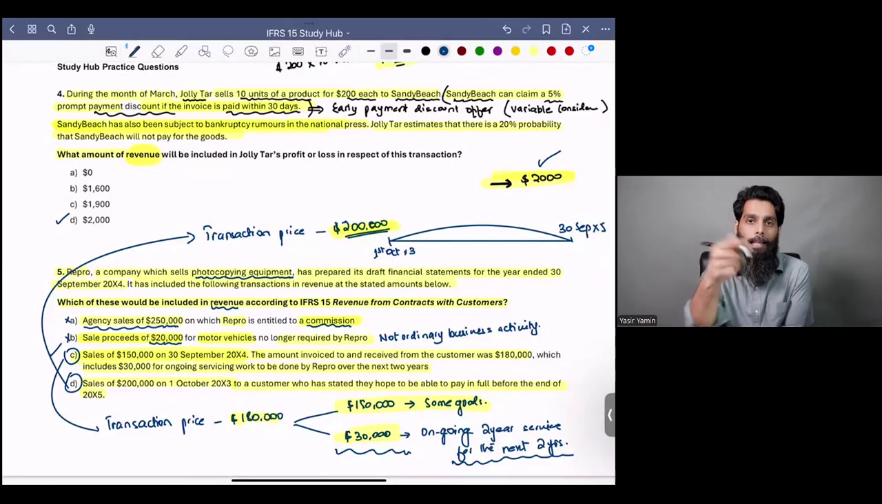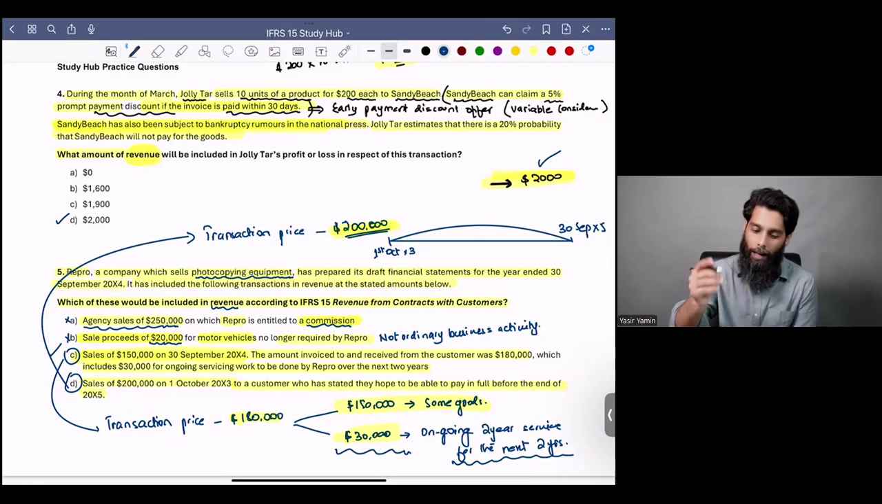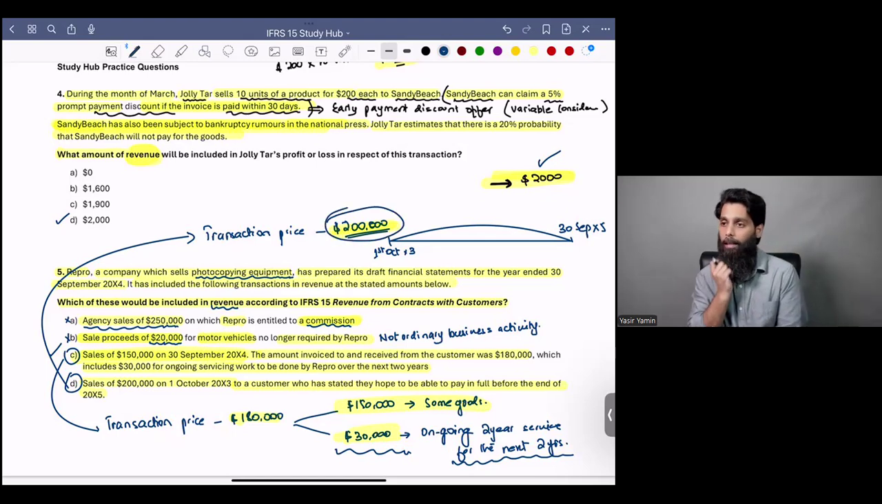Why is D not the answer? Why do I say that I cannot recognize revenue of 200,000? Can anybody give me a solution? Why is D wrong? Because I have not actually received the money. Is that the reason? No.